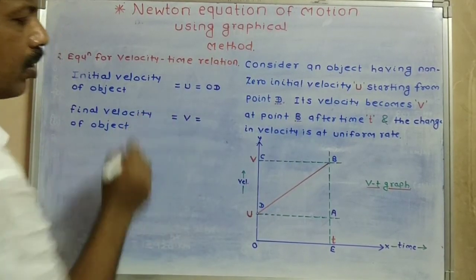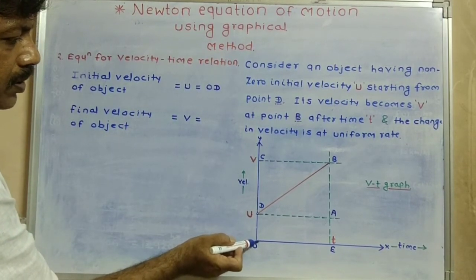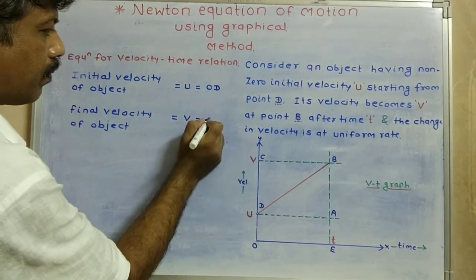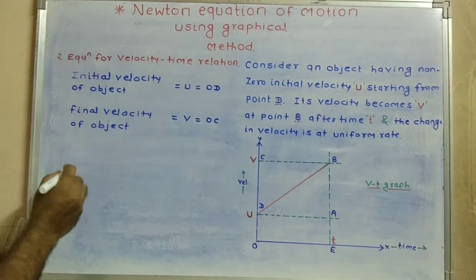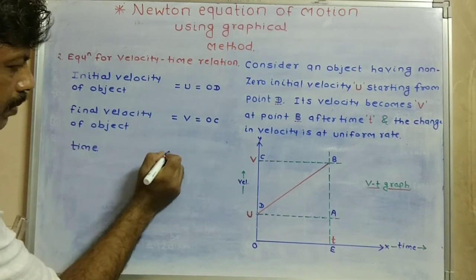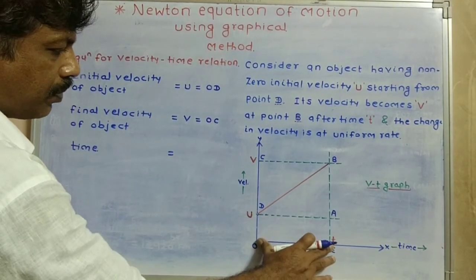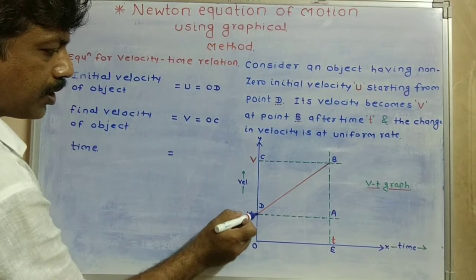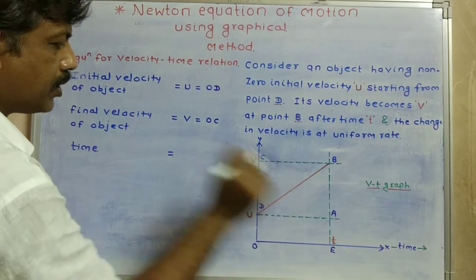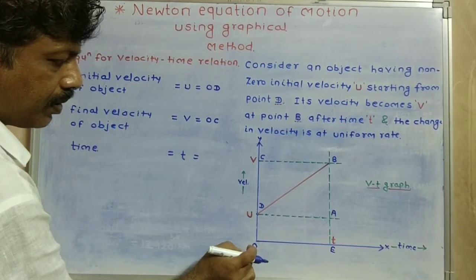Now in terms of the graph, we have to consider the graph here. What is its value? Its value will be equal to OC. Now the time taken by the object. How much time has been taken by the object? That is t, up to here. When your object starts from here and reaches up to here, it takes time t. And in terms of the graph, OE.